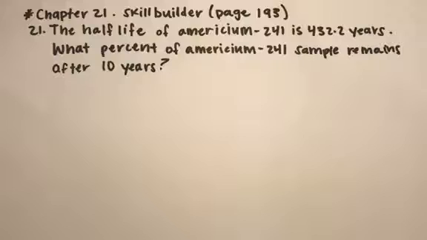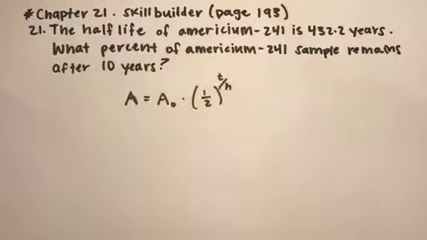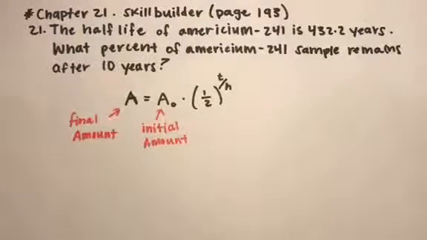The problem reads, the half-life of americium-241 is 432.2 years. What percent of an americium-241 sample remains after 10 years? And then part B is after 100 years. Since we are not given a specific amount of americium-241 initially present, we can do this problem in relative percents. Therefore, we assume that the initial amount is 100%, or 1. Using this equation, we can solve for the final amount present after a given time period.